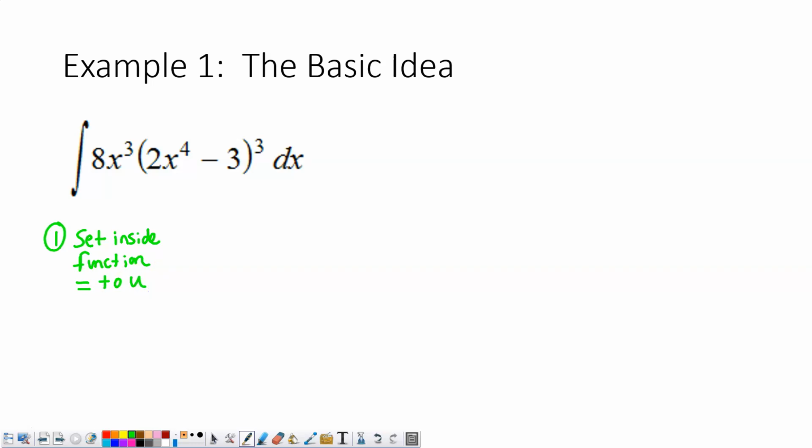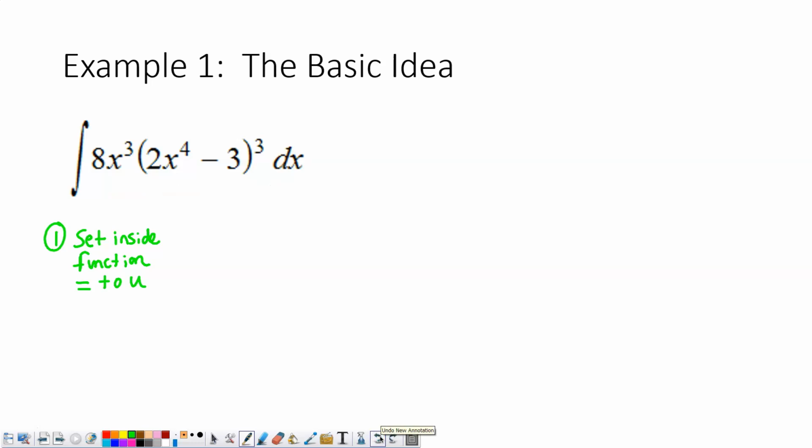Okay? Now, before I actually go any further, I want you guys to realize my goal here is to completely get rid of the x's and replace everything with u's. But in the process, what's going to happen is it's going to make this thing, which looks kind of complicated, look a lot simpler. So that's the whole purpose of U-substitution, is it makes an integrand that looks complicated into something that looks simpler, so it's easier to integrate.